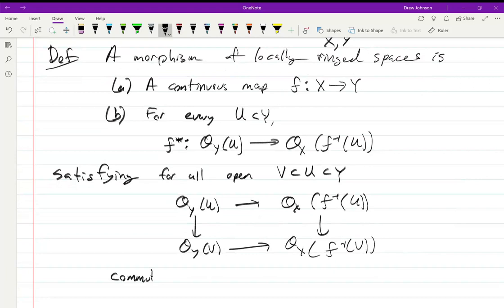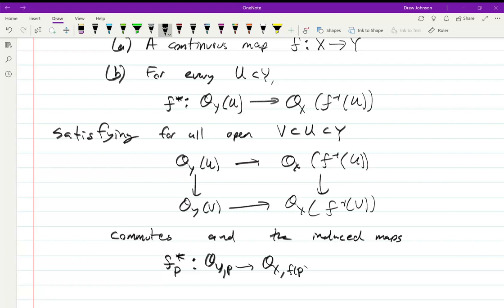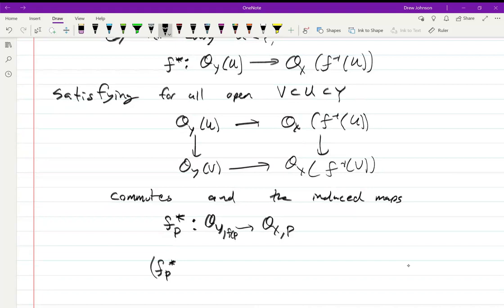Okay, and the other thing is the induced maps, f^# at P. Just as we mentioned before, if you have this commutativity condition, you will induce maps on the local rings. So this is a map from O_{Y,f(P)} to O_{X,P}. Oops, we got that backwards. Let's fix that. That should be f(P) here and P here. Okay, the induced maps must satisfy that f_P^# inverse of the maximal ideal I_P here must be the maximal ideal I_{f(P)} in this local ring.